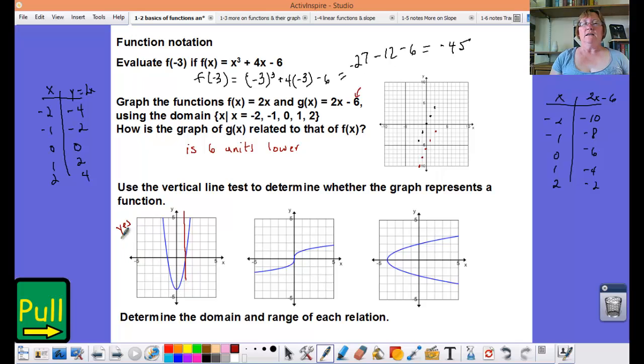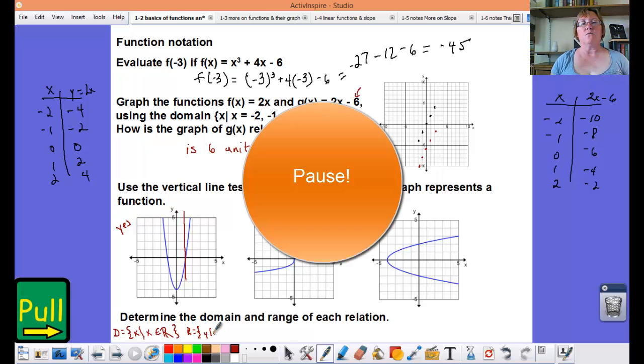Its domain, functions have as their domain all x. So the domain is x such that x is a real number. That symbol stands for is an element of or belongs to. The range for the first one, well, you gotta look a little closer here. Range goes with y values, and these y's go from negative 4 and above. So the range on this first one is all y such that y is greater than or equal to negative 4.